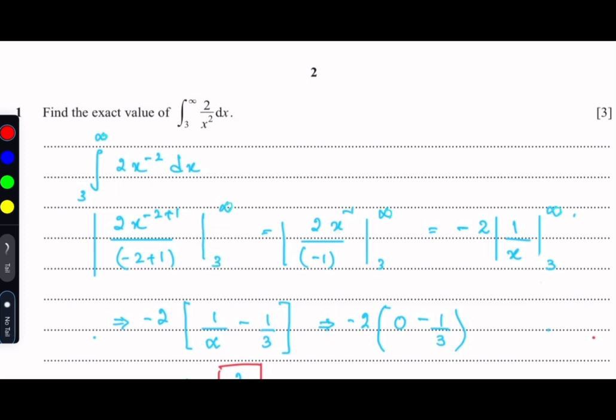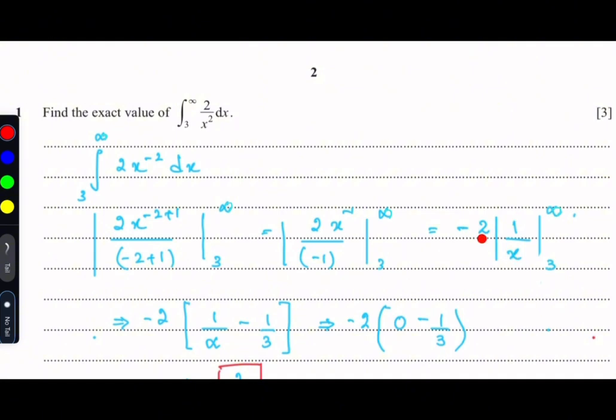and this will be equal to 2x to the power minus 1 divided by minus 1 with the limits from 3 to infinity, and we can say that this is a minus 2 times x to the power minus 1, which can be written as 1 over x with the limits from 3 till infinity.